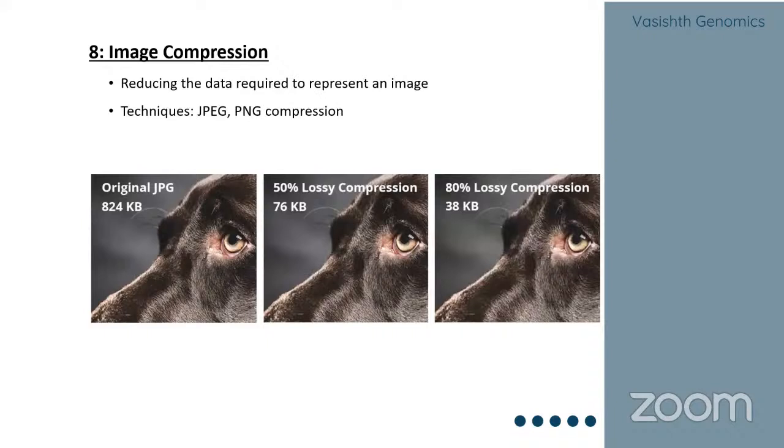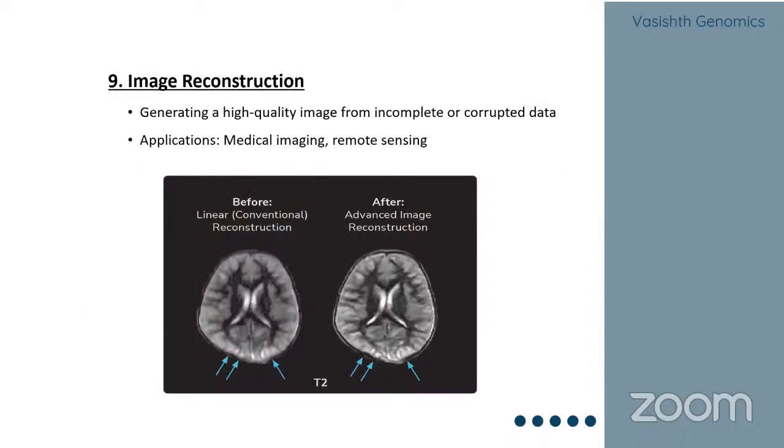So image compression, reducing the data required to represent an image. The techniques like JPG, PNG, etc. Image reconstruction. So you can see that this is a bit blurred image and this is the sharpened image. So many different things you can do in the image processing.